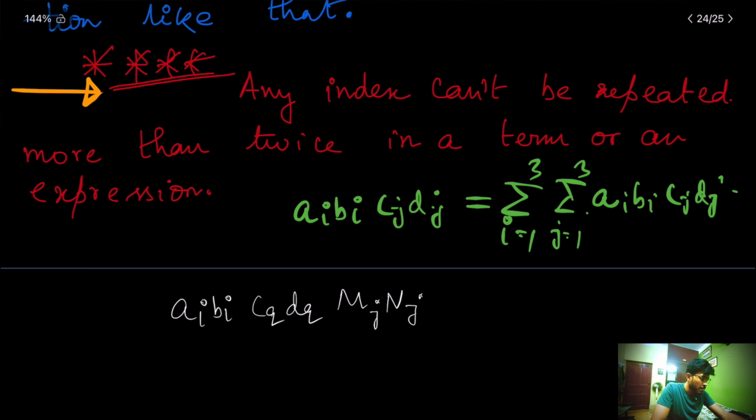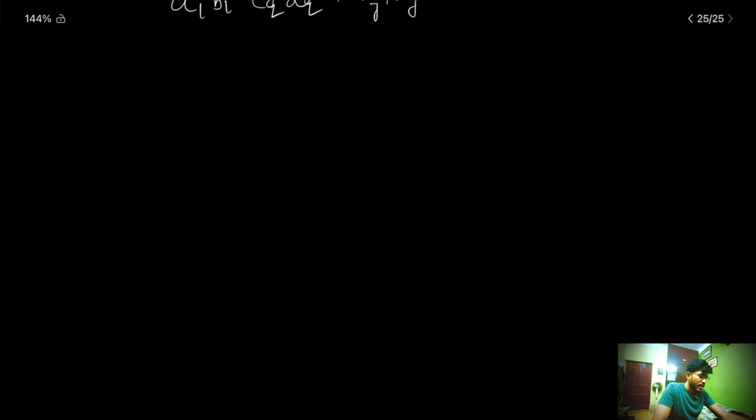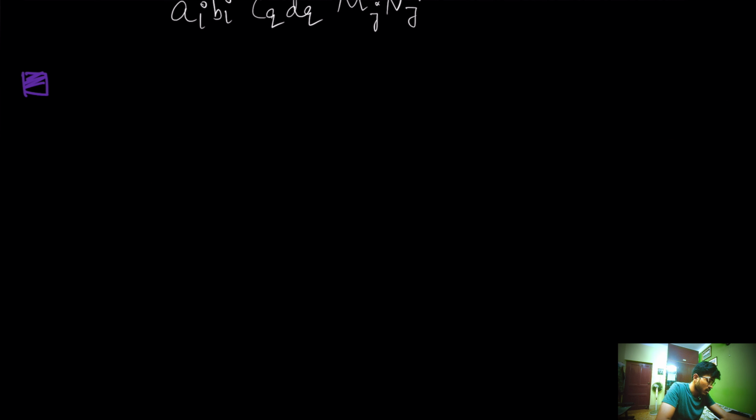Okay, so now the basics are almost over. Just let me introduce something called Kronecker delta.